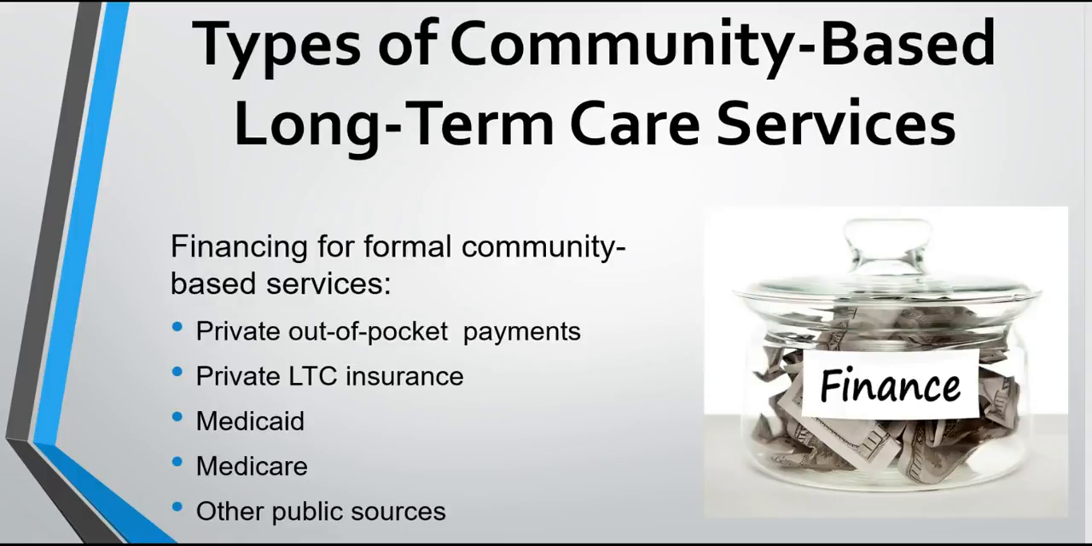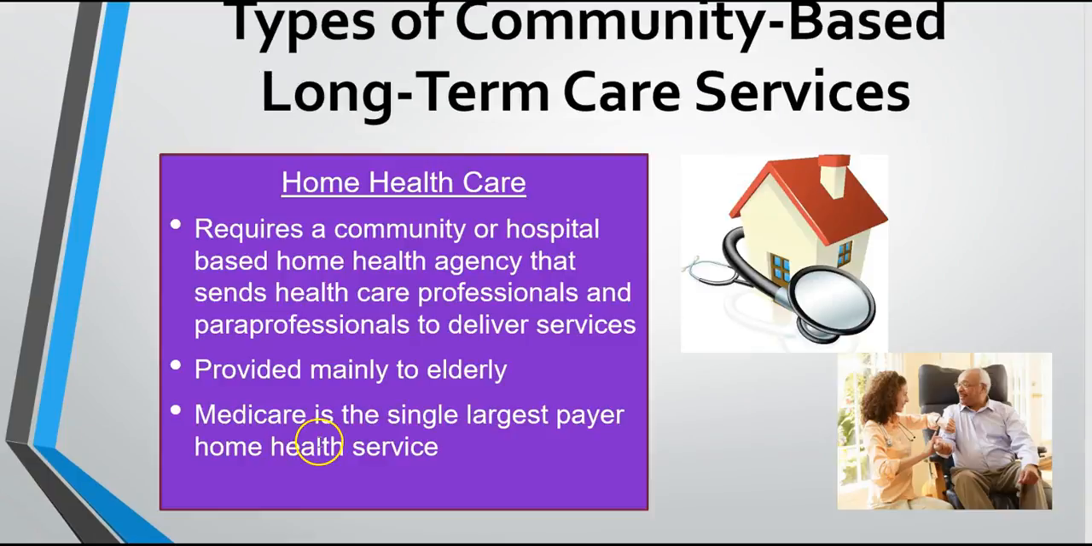All right, and now in the next slide, we're looking at the types of financing for formal community-based services. There's private out-of-pocket payment, private long-term care insurance, Medicaid, Medicare, and other public sources. Home health care. Home health care is a community or hospital-based home health agency that sends healthcare professionals and paraprofessionals to a patient's home. Services must be approved by a physician. Skilled nursing care is the most common service, and Medicare is the single largest payer.